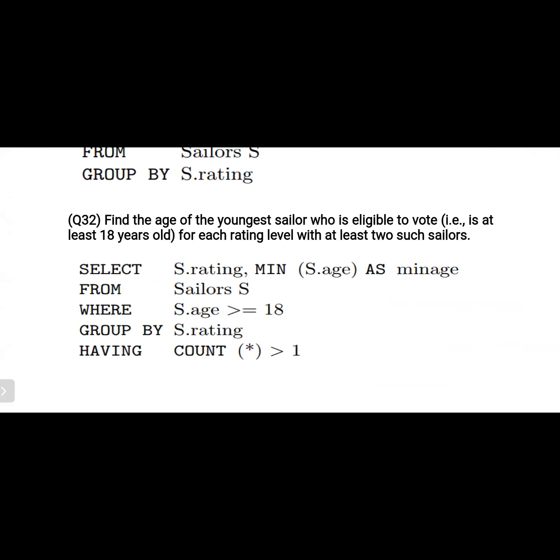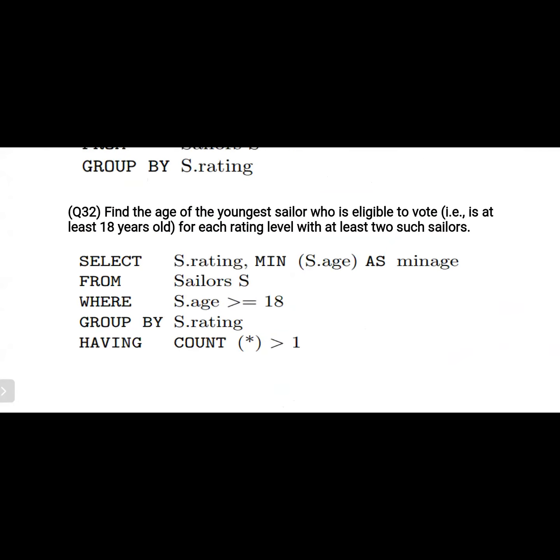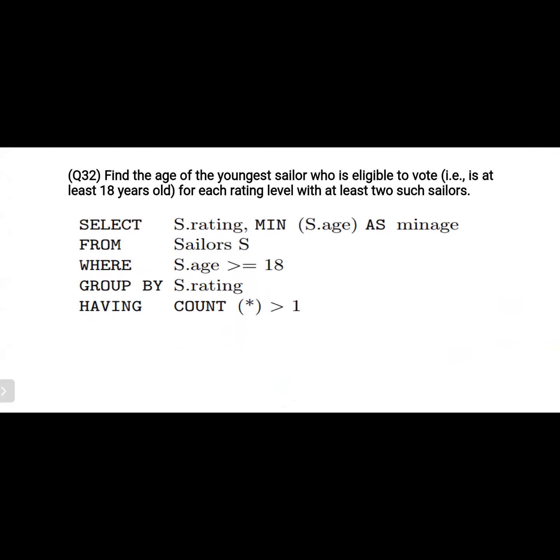Okay, now find the age of the youngest sailor who is eligible to vote, that is at least 18 years old, for each rating level with at least two such sailors. Here we are using the same thing: select s.rating, min(s.age) from sailors s where s.age is greater than or equal to 18 group by s.rating having count(*) greater than 1.